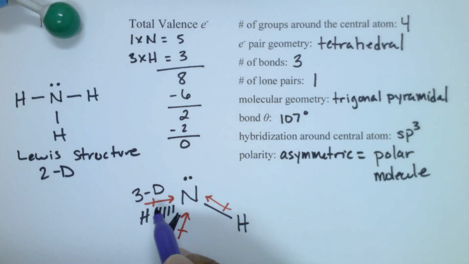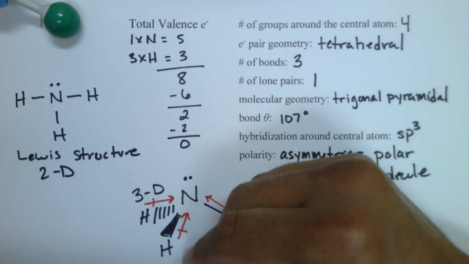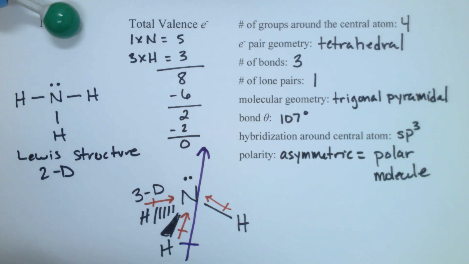So these dipoles act as vectors. We can add up these vectors, and for the molecule, you're going to have one big dipole going right through the center here. And that's our molecular dipole.